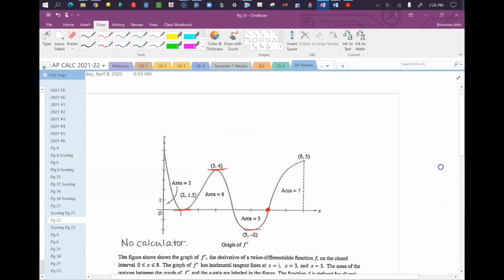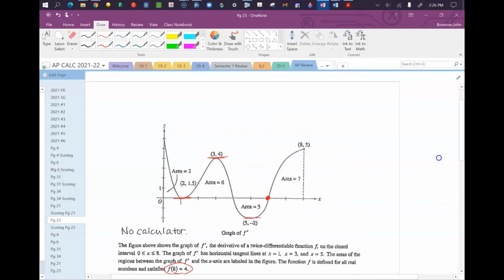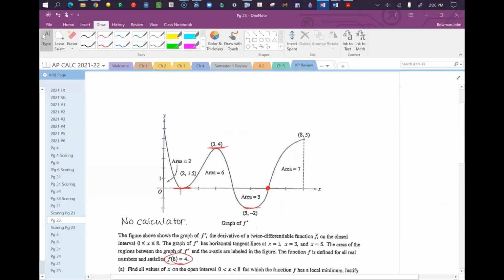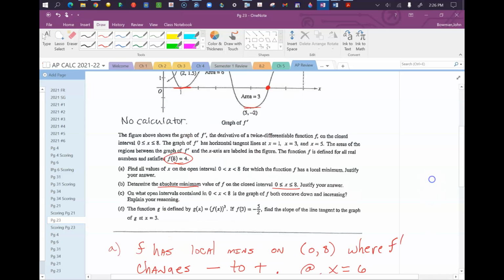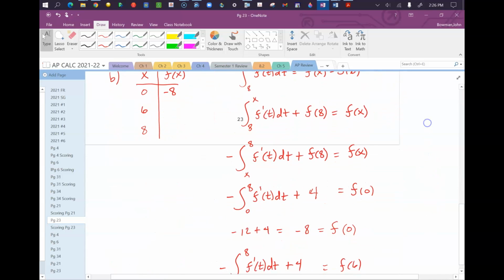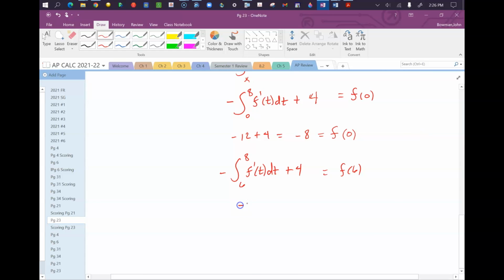The integral from 6 to 8 is positive 7. We're going to put a negative in front of that. So we have negative 7 plus 4, which is equal to negative 3. So f of 6 is equal to negative 3.